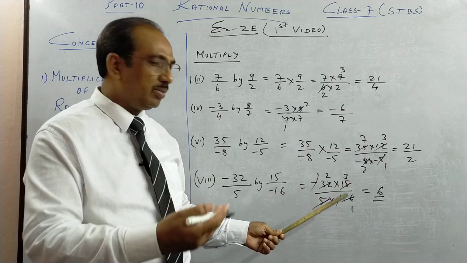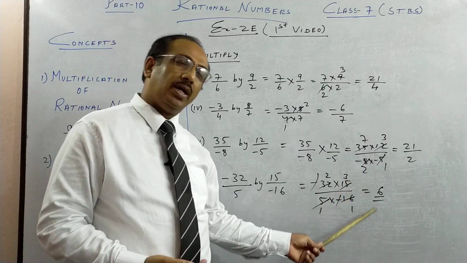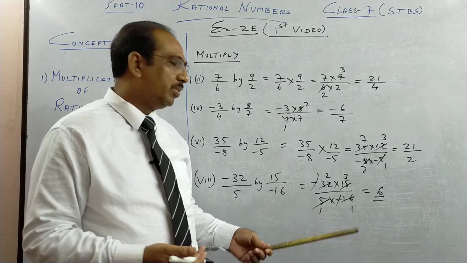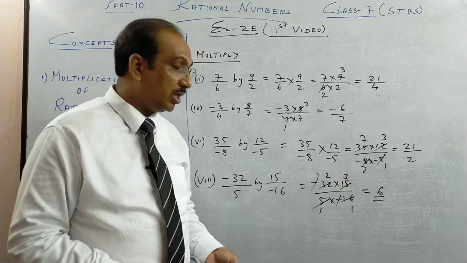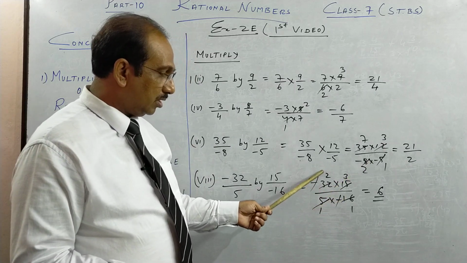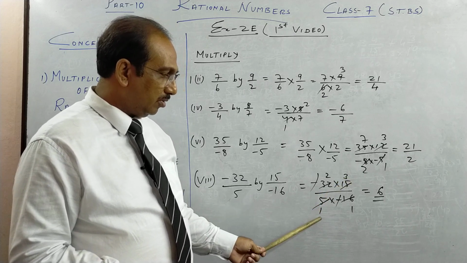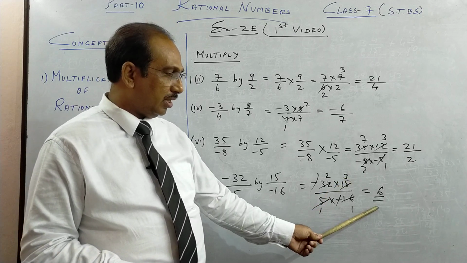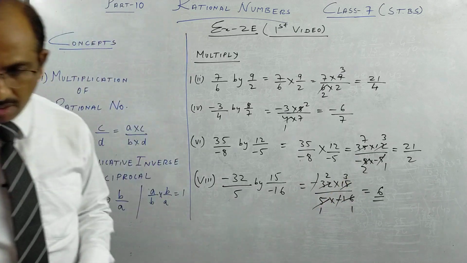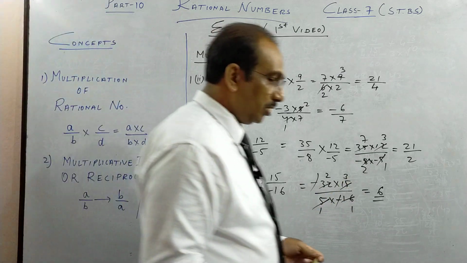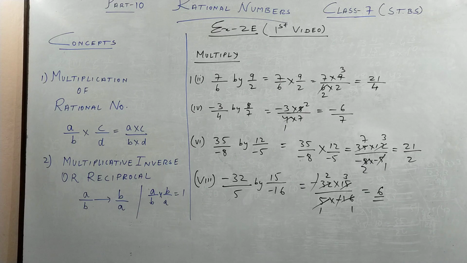There is one lengthy method where we multiply and divide both by minus 1. Ultimately minus minus becomes plus. So 16 2's are 32, 5 3's are 15. So I get 3, only denominator 1, therefore I don't write it. 3 2's are 6. So kindly pause the video and copy nicely. Then we move on to question 2.